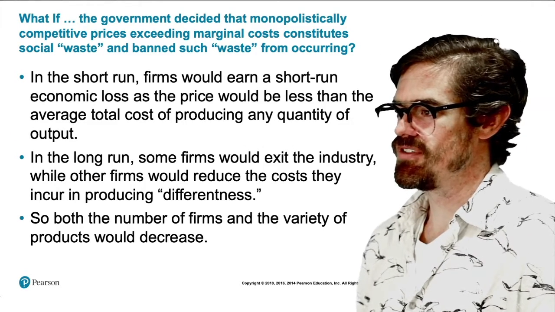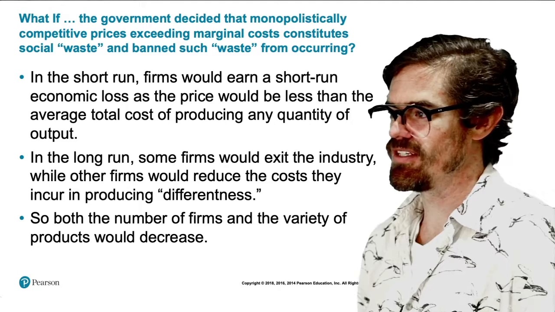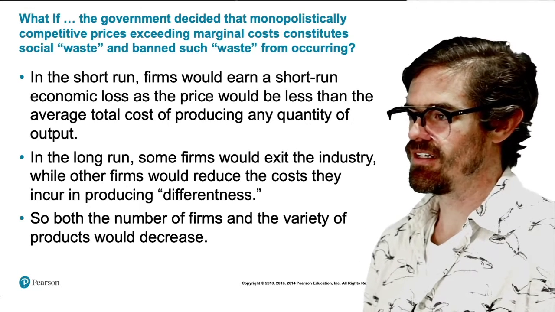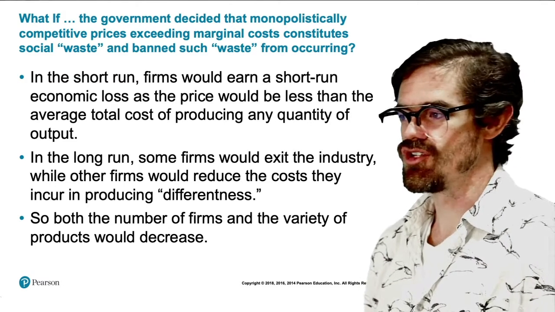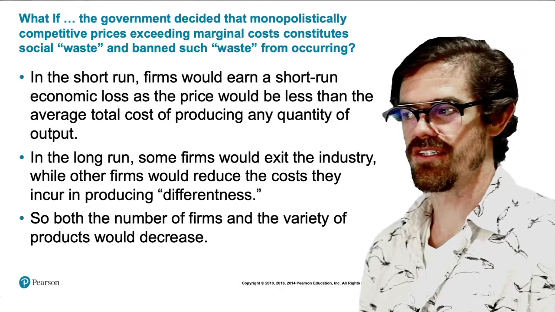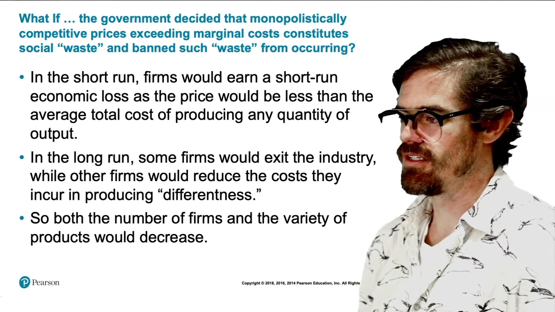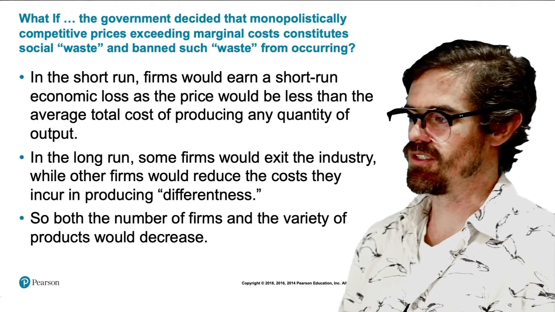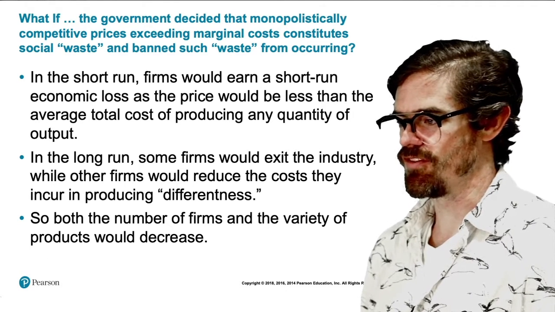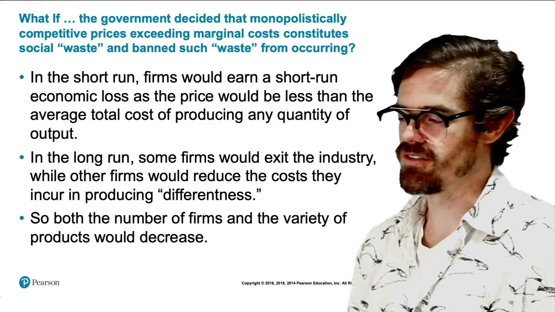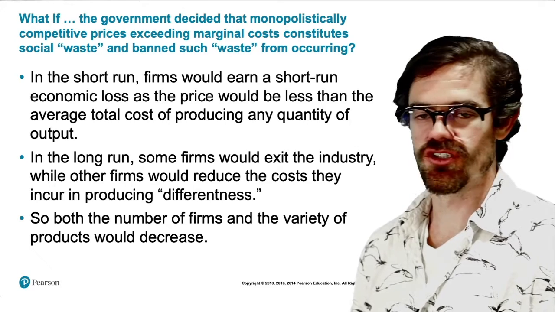All right, let's wrap up this section thinking about a hypothetical. What if the government decided that monopolistically competitive prices that exceeded marginal costs constitute social waste and banned such waste from occurring? Well, what would happen? In the short run, firms would earn a short-run economic loss as the price would be less than the average total cost of producing any quantity of output. And in the long run, some firms would exit the industry while other firms would reduce the costs they incur by producing less differentness. So both the number of firms and the variety of products would decrease. So this wouldn't be a very good government policy. It would hurt the economy and these industries, and it would lead to fewer choices for consumers.